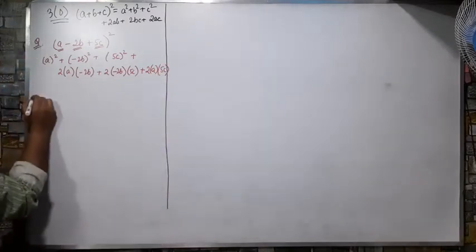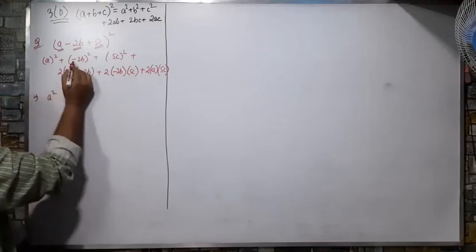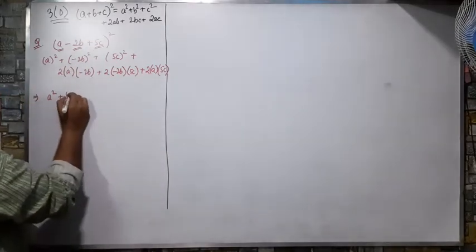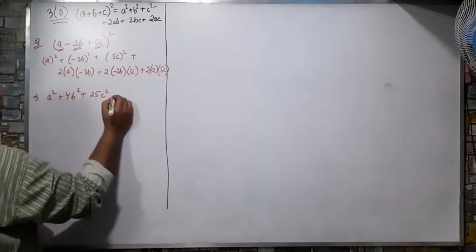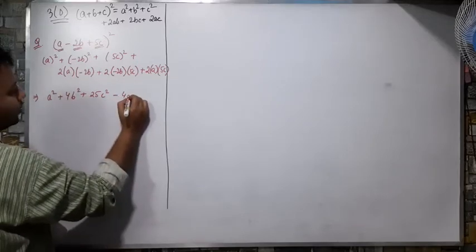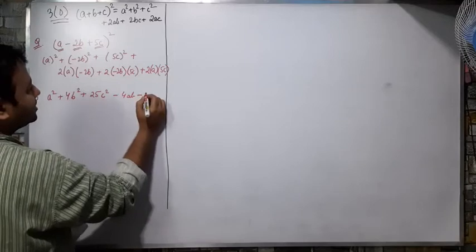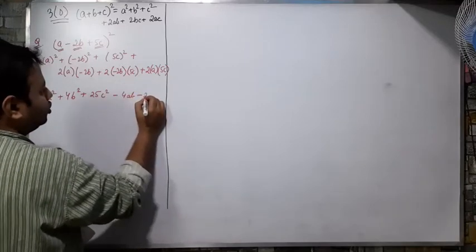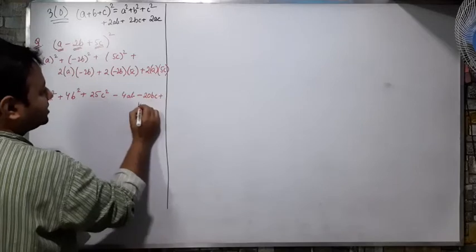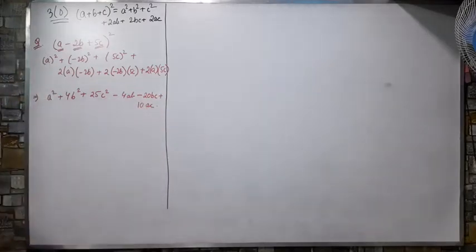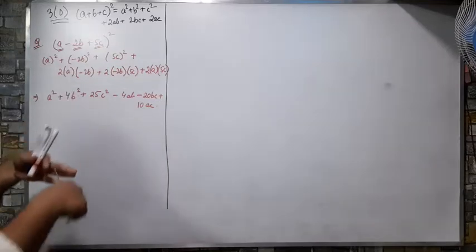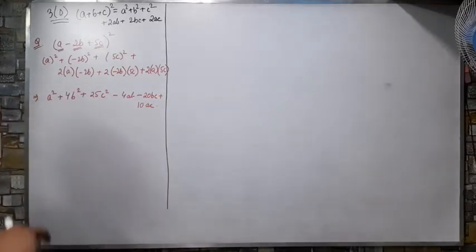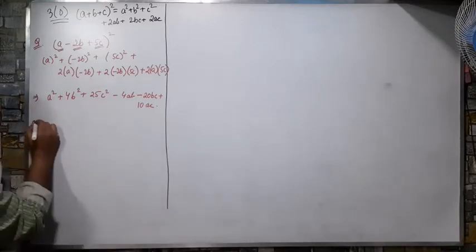So what am I getting next? I will be getting a square. Minus square is plus only, so I will write here a square plus 4b square plus 25c square minus 4ab minus 20bc plus 10ac. So this is how I have expanded. You will be given the shortened form and asked to expand, and the reverse, you will be given the expanded form and asked to factorize. Let me give you an example.